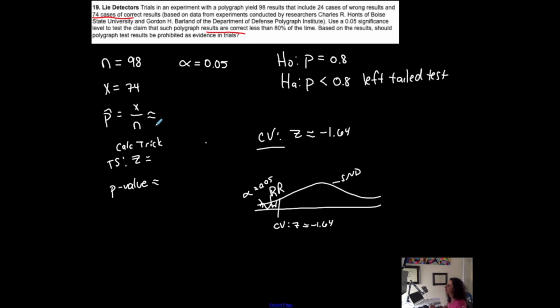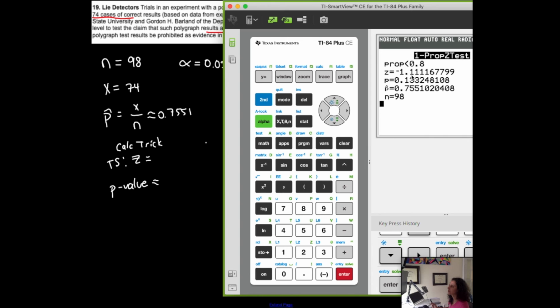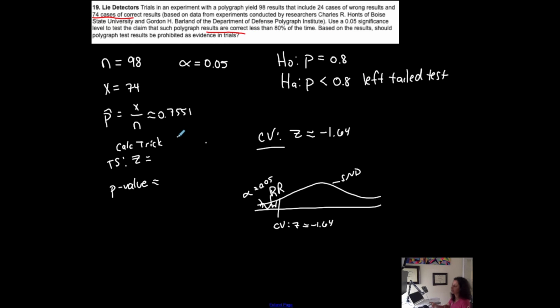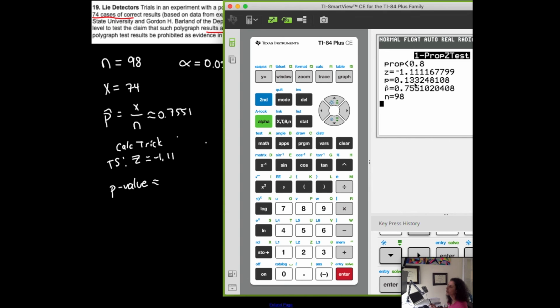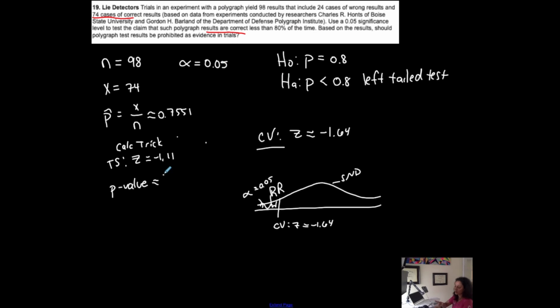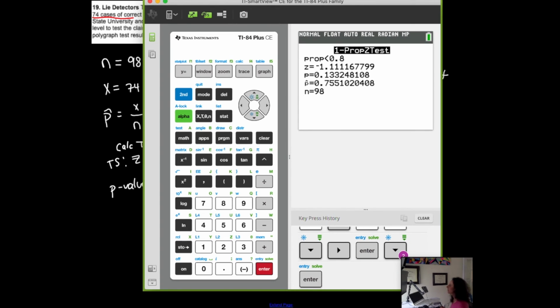0.7551. The test statistic is negative 1.11 in the left tail, negative 1.11, and the p-value is 0.1332. That's a pretty big p-value. 0.1332. Can the p-value ever be negative? A p-value is an area, so it should never be negative and it should never be bigger than 1. Okay, so I gathered all my information.